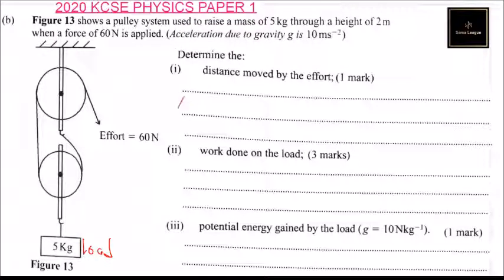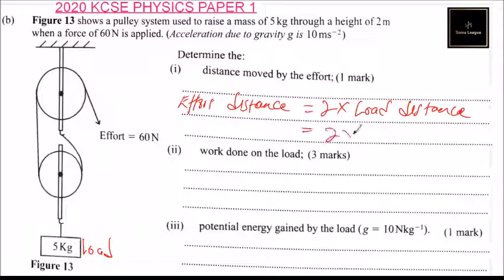So we can say effort distance is equals to 2 multiplied by rod distance, which is equals to 2 multiplied by the rod moved 2 meters, so it is equals to 4 meters. So that is the distance moved by the effort.